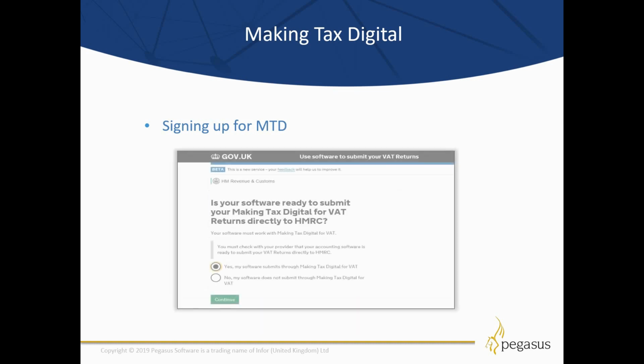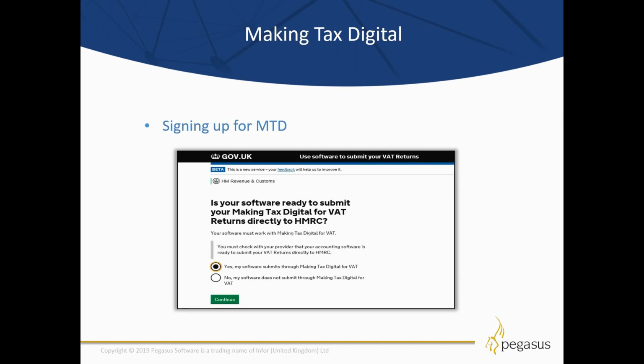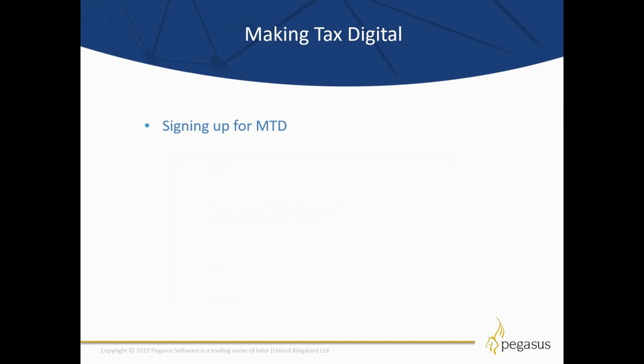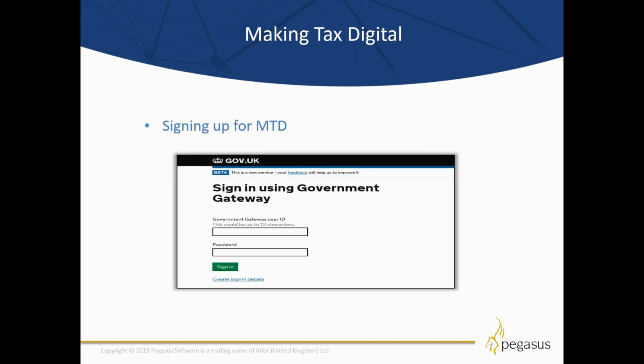The next question you'll be asked is, is your software ready to submit your Making Tax Digital for VAT returns directly to HMRC? Again, the answer is yes, my software submits through Making Tax Digital for VAT because you are using Opera 3. And then press continue. Now you need to log into the Government Gateway using your existing Government Gateway user ID and password. This is the user ID and password you use to submit your VAT returns online.